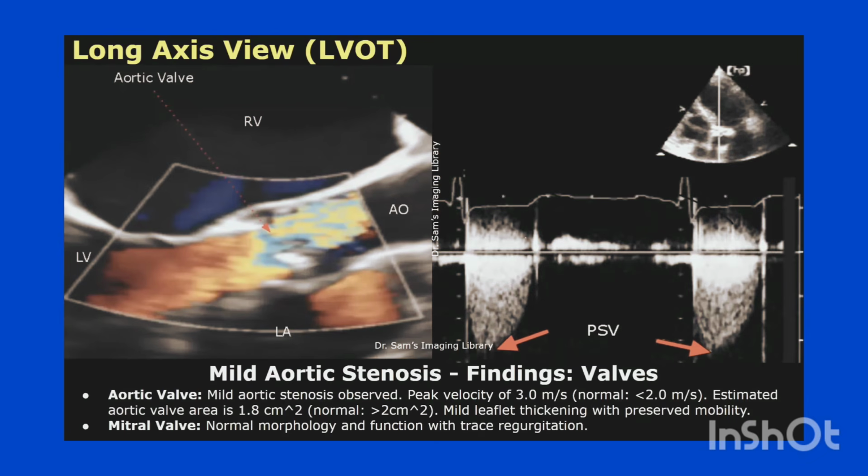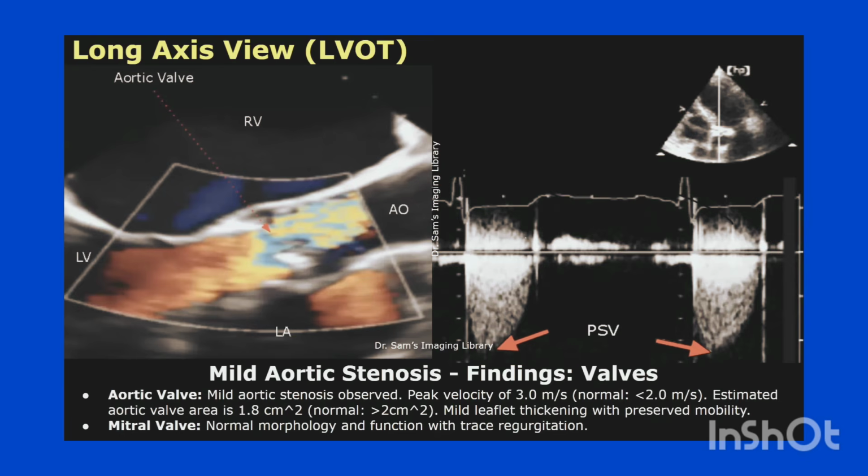These are the findings of the valves. Aortic valve, mild aortic stenosis observed, peak velocity of 3 meters per second, which is more than the normal value. Normally it should be less than 2 meters per second.